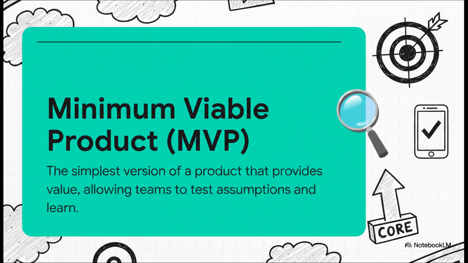Now, this is absolutely crucial. An MVP is not a half-finished or sloppy product. Not at all. It's about being ruthlessly focused. It is the simplest, most stripped-down version of your product that solves one real problem for your very first users. Think of it as the absolute core, the very essence of your idea.